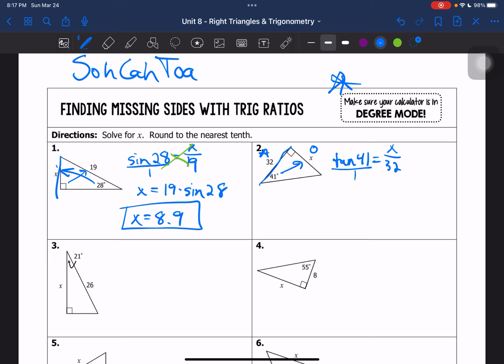Now let's cross multiply to find out what my answer is for x. So I'm going to take 32 times the tangent of 41, and then when I do that, I am going to end up with 27.8, and that's my answer.